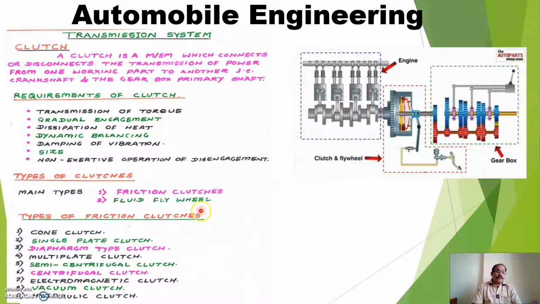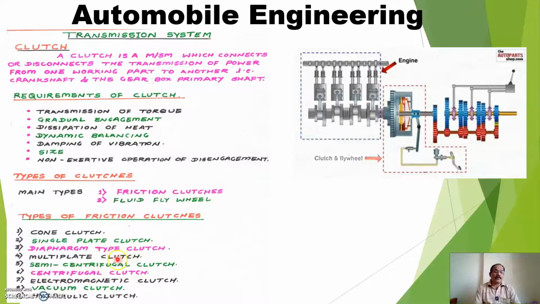Now see the types of friction clutches. Here the list of types of friction clutches is shown: cone clutch, single plate clutch, diaphragm type clutch, multi-plate clutch, semi-centrifugal clutch, centrifugal clutch, electromagnetic clutch, vacuum clutch, and hydraulic clutch.